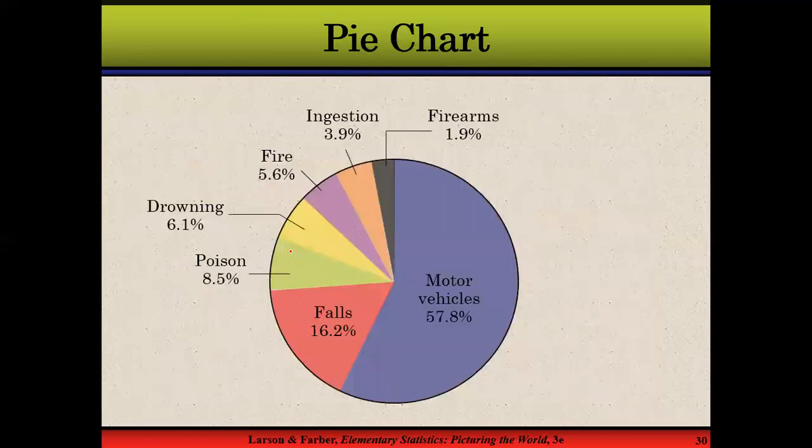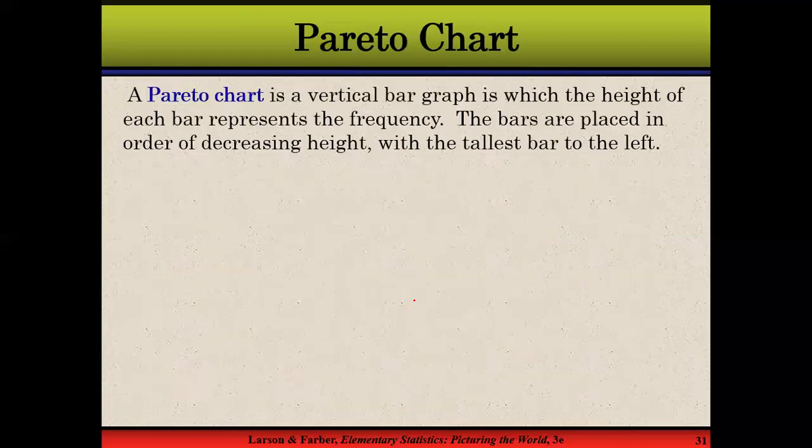Okay, so these are different wedges. This is the wedge for motor vehicle, which is 57.8%, and then you have another wedge for the falls, which is 16.2, and so forth. Okay, this is the pie chart.